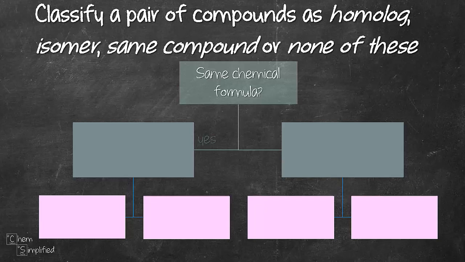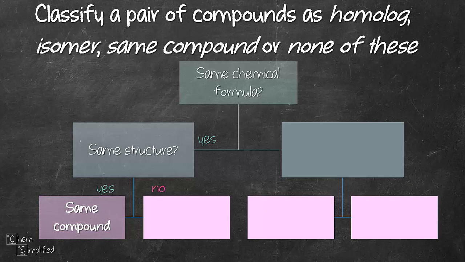If yes, then the next question that we need to ask is, do they have the same structure? Meaning, are those atoms all connected in the same way? If yes, then we have the same compound. If no, then we have a pair of isomer.